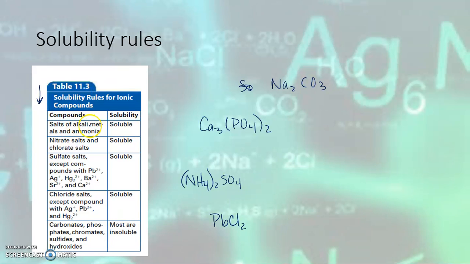Salts of alkali metals and ammonia. If you have a salt of an alkali metal, meaning a group 1 metal, or ammonia, so if you have an alkali metal or ammonia at the beginning, it's going to be soluble.